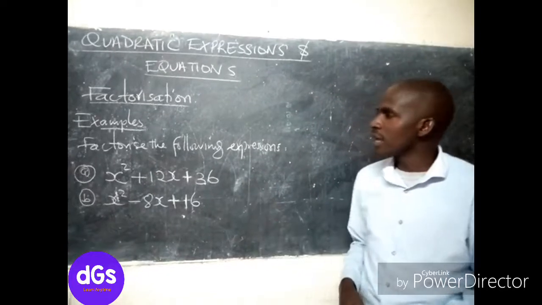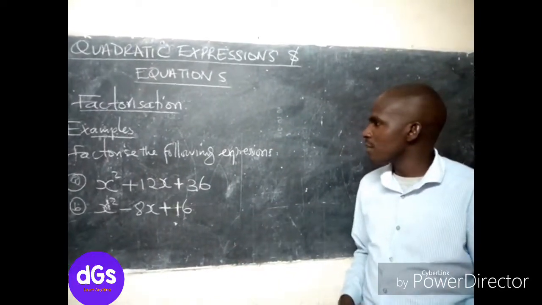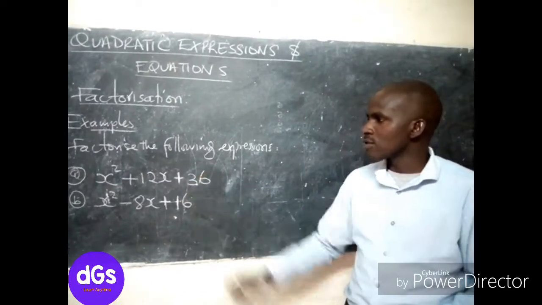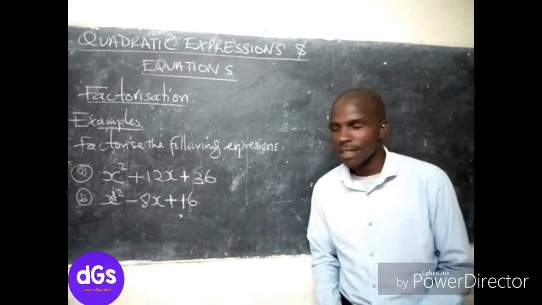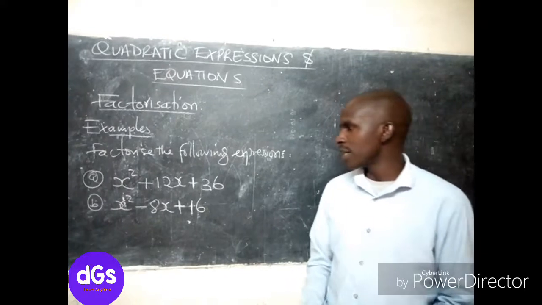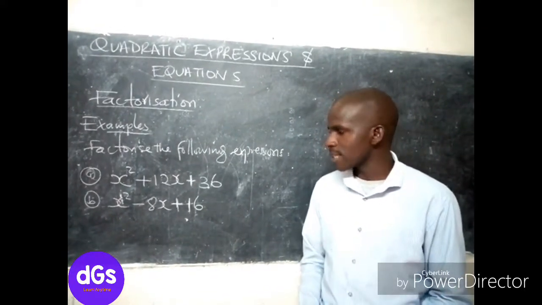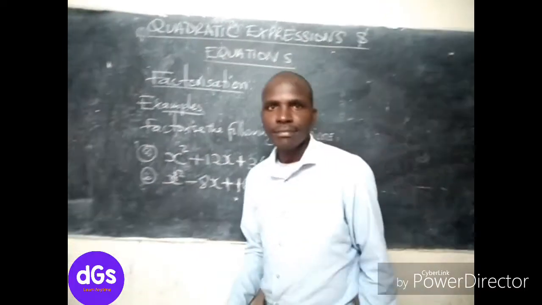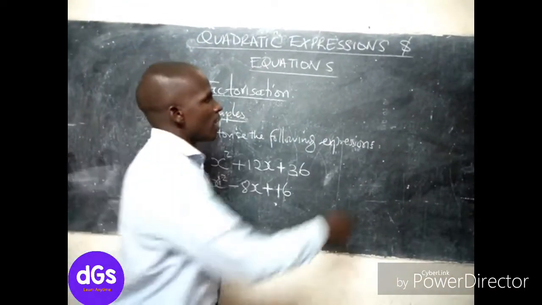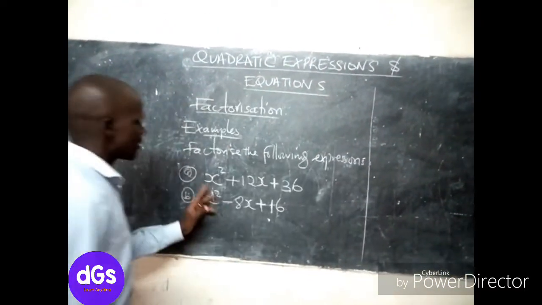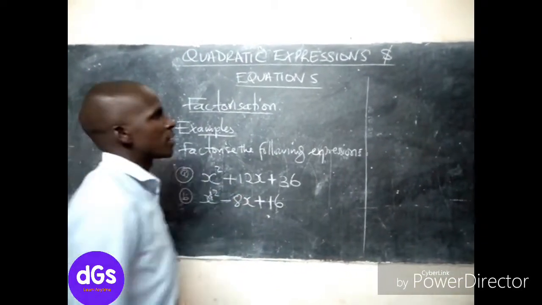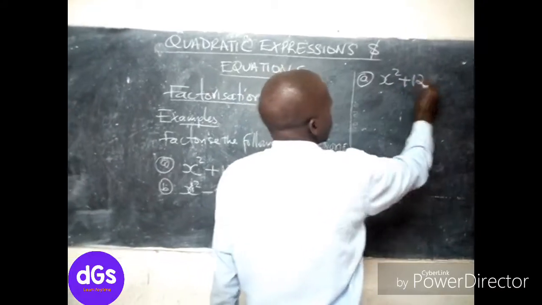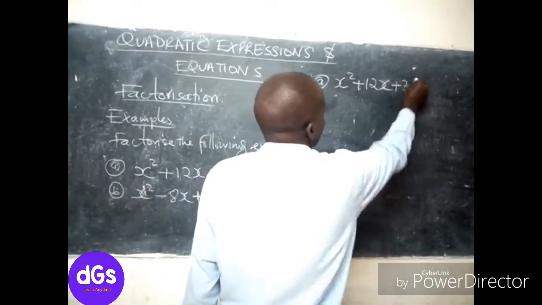So our examples are these two. Factorize the following expressions. This one, x squared plus 12x plus 36, and part B, that is x squared minus 8x plus 16. So come over, let's work on it and see how you do those things. So the first one is x squared plus 12x plus 36.